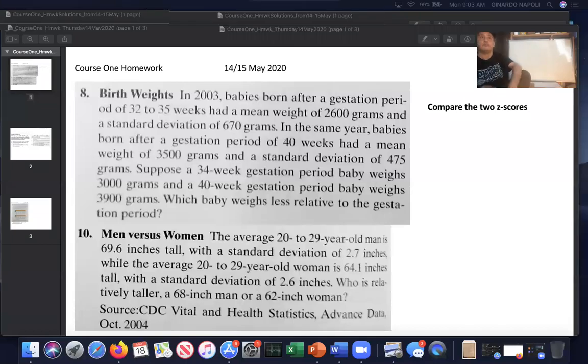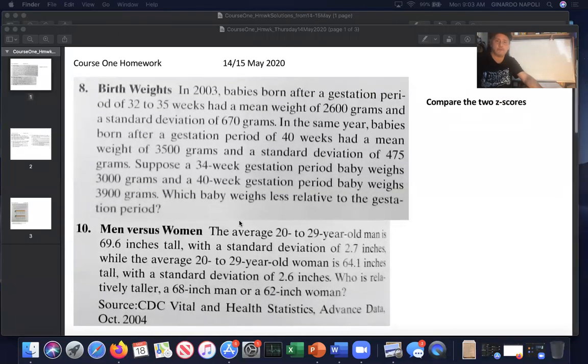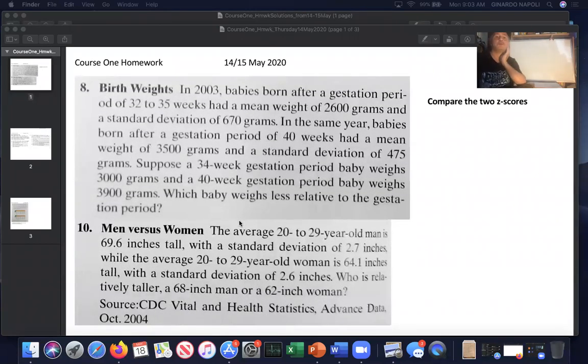Just to be consistent, problems 8 and 10 were the same kind of problem. What you want to do is compare the z-scores, because for 8, you have two different populations. Babies that are born in the 32 to 35 week interval, in other words, less than 9 months, are going to be a different population. In other words, they'll have different characteristics than babies that are born after 40 weeks, which would be 9 months or later.